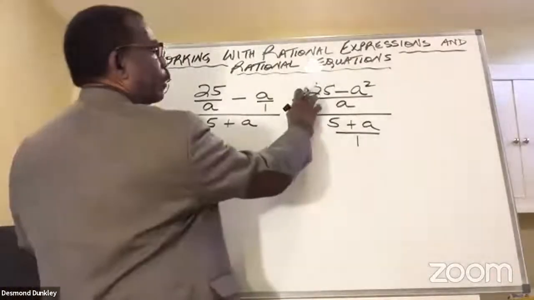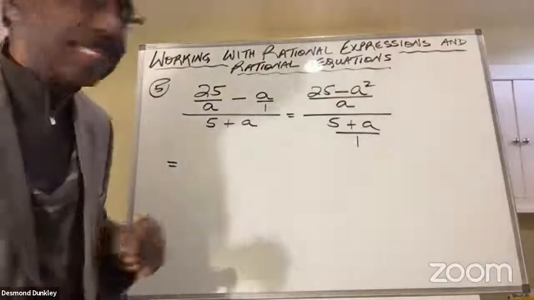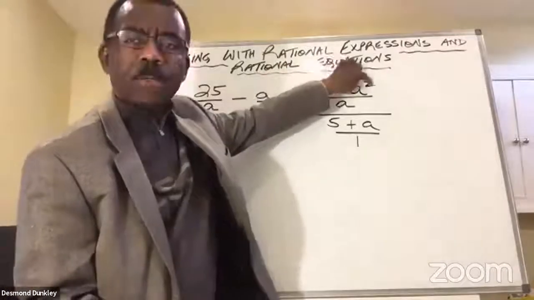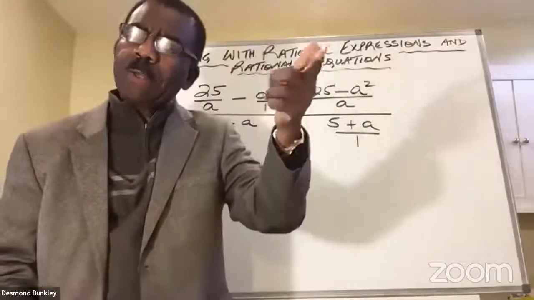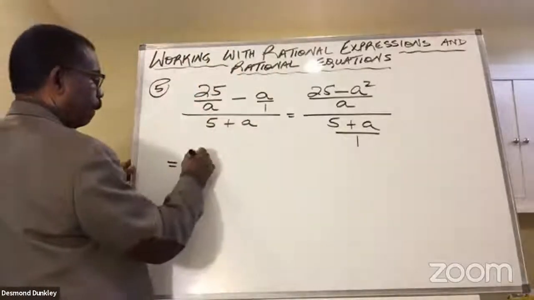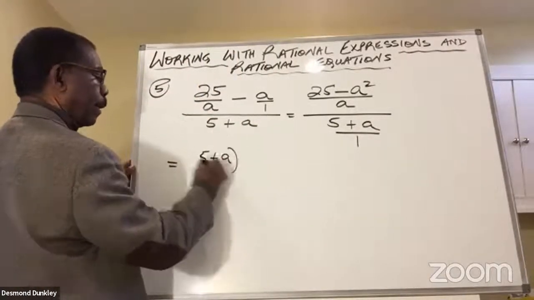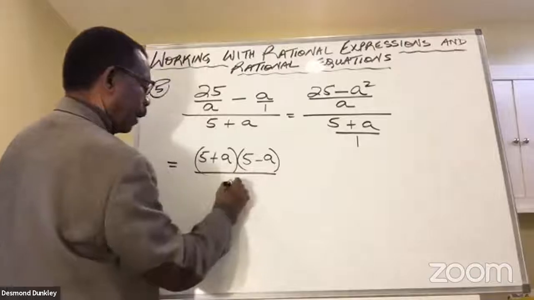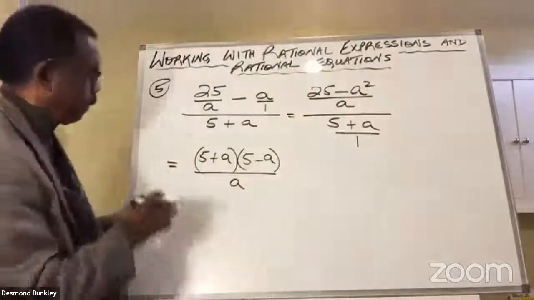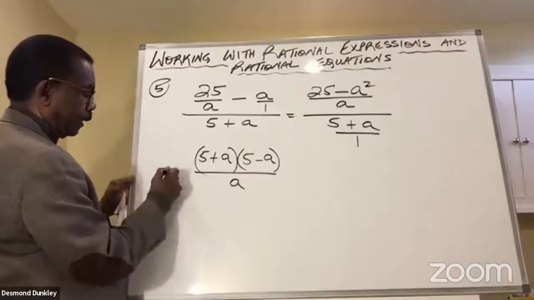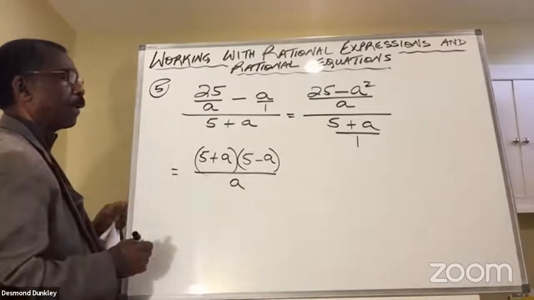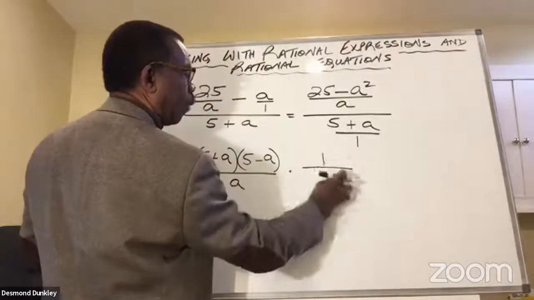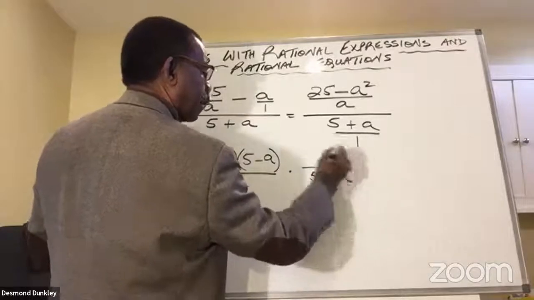So now we have 25 minus a squared. Do you recognize that this is also a difference of squares? This is 5 squared minus a squared. And we know the factorization of difference of squares. We end up with 5 plus a times 5 minus a over a. I always like to write the vinculum in line with the equal sign. It's just aesthetically better. Times 1 over, when you flip this, it's 1 over 5 plus a.